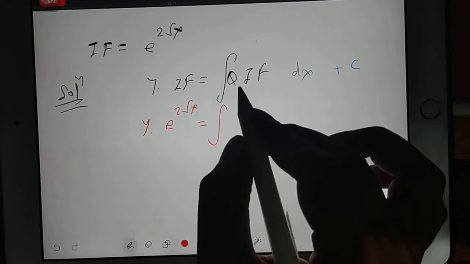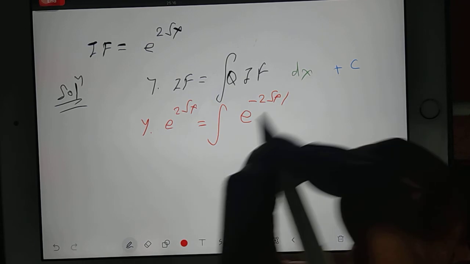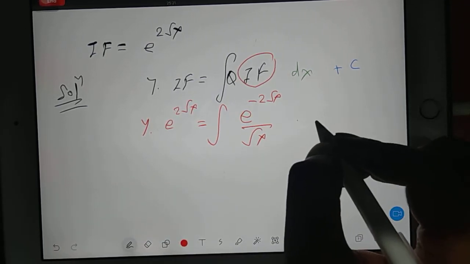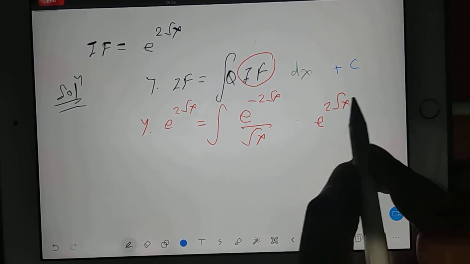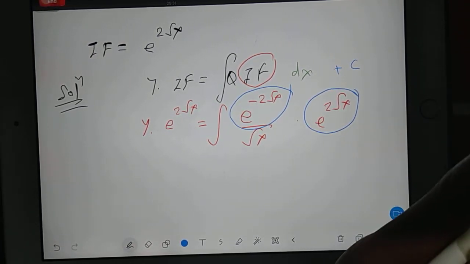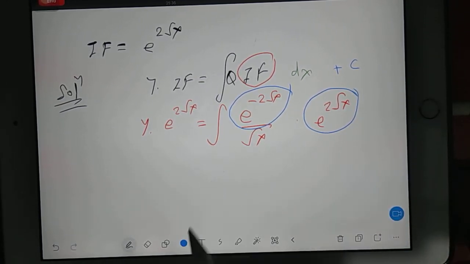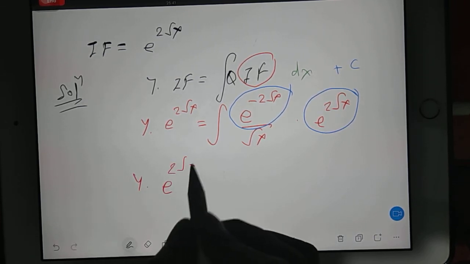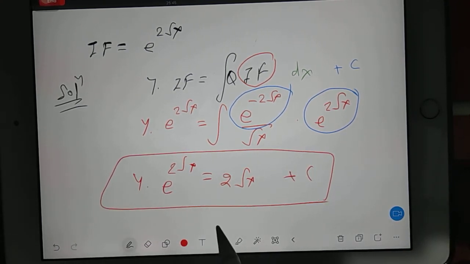Now on the right side, this q value is e power minus 2 root x by root x, into this integrating factor we have got, e power 2 root x. Now see how beautifully they are framing the question so that the powers get cancelled easily. So this guy and this guy will vanish together. They will give us 1. And we are remaining with 1 by root x. So integrating 1 by root x will give you 2 root x. So y into e power 2 root x is equal to 2 root x plus constant. Done. How easy this question is.